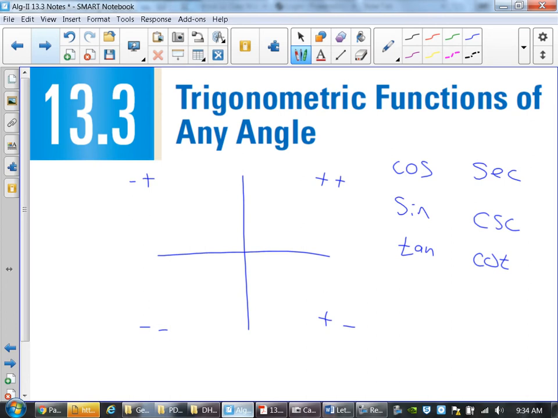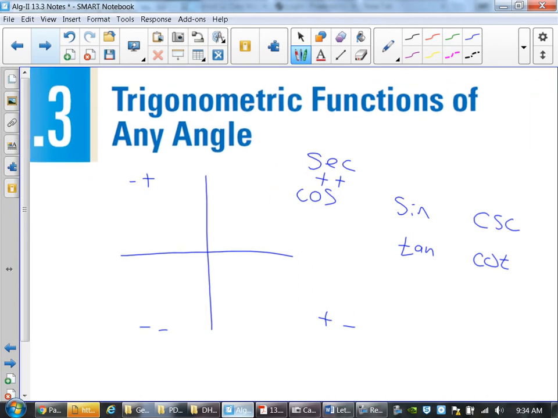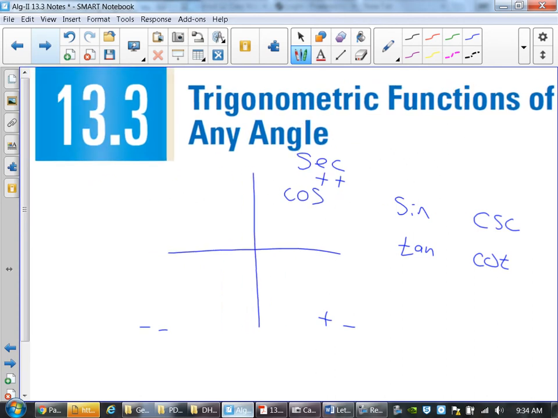Now, we've also known that if cosine is positive here, what else would be positive there? Secant. Since they're inverses of one another, they're both positive in the same spot, which means they're both negative here, and they're both positive here. So the trig functions and their reciprocals have the same signs as we go through. All right, it's pretty easy to work with.